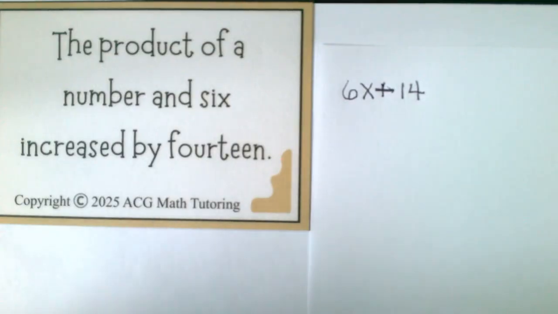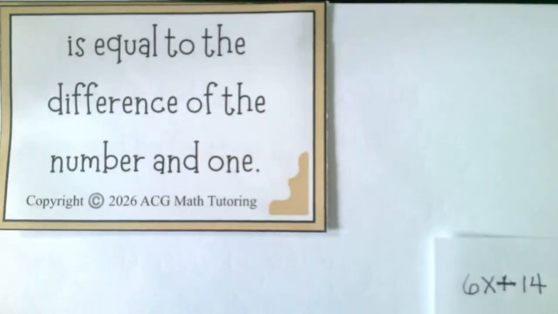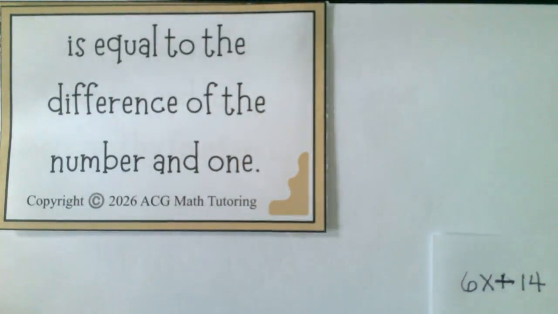Let's see what our extension is. So this is what we're going to put on this side. And it says, is equal to the difference of the number and 1. Is equal to the difference of the number and 1. How would I write that? How would I go from a verbal to an algebraic expression? What would I write? And if you're not sure, put a question mark, and I'm going to break it down anyway. Okay?